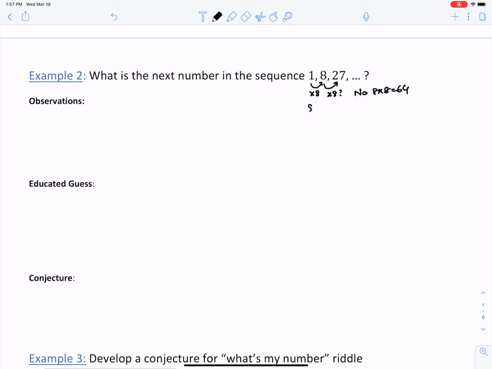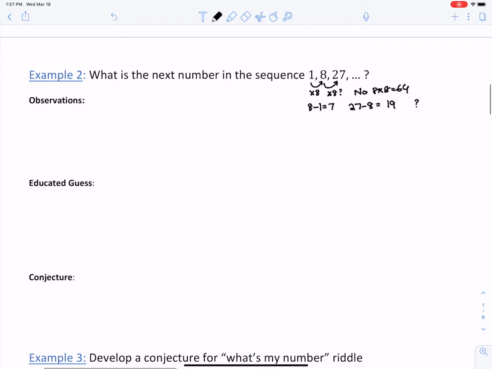Maybe if I try to do 8 take away 1, I get a 7. And then I do 27 take away 8, and I get 19. I don't think there's anything happening there. But then, wait a minute. We've learned things where I look at 1 cubed, which is 1 times 1 times 1, where my dots are multiply. And this gives me 1. Hey, that's the first term.